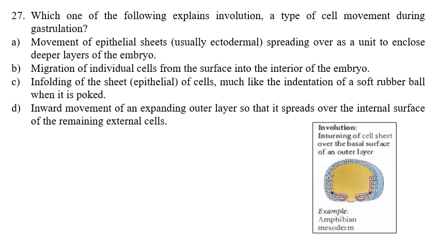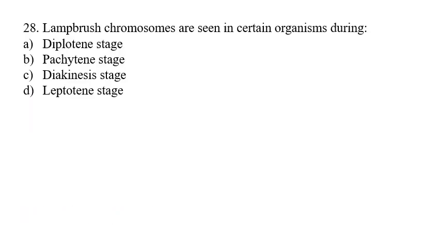There is inturning of the cell sheet over the basal surface of an outer layer. Okay. So in this option, we can see that option D is correct. Inward movement of expanding outer layer so that it spreads over the internal surface of the remaining external cells. So option D is correct.